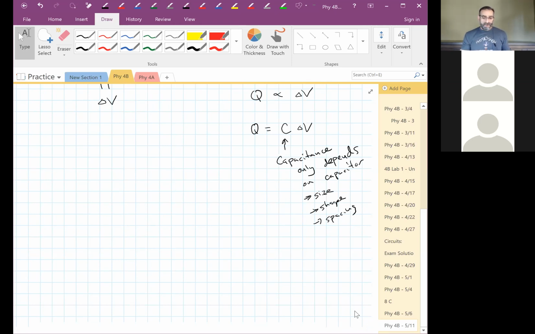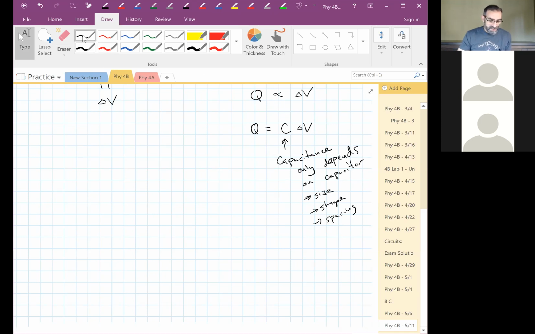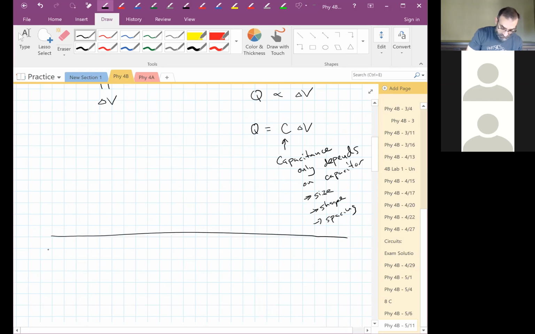We are looking to replicate this equation, right? So can we find delta V in terms of charge, and then whatever is left over in that equation is going to be capacitance, right? That's what we're trying to figure out. So how do we get delta V? Well, we have an equation that's delta V in terms of the electric field. So we're going to start with that. So this is our problem.